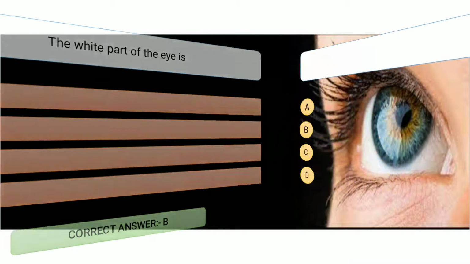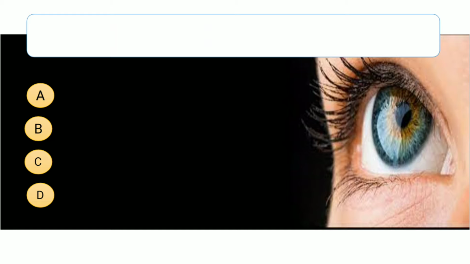Okay, then the next question is: light enters the eyes through the dash, and the options given are A lens, option B sclera, option C cornea, and option D iris. So students, the right answer for this question is option C, that is cornea. Therefore the light enters the eye through the cornea.